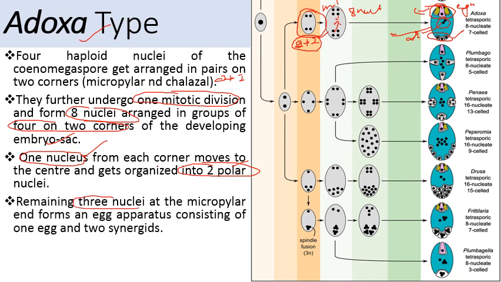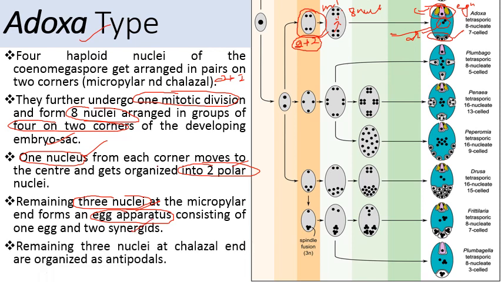Remaining 3 nuclei at micropylar end form an egg apparatus. जो micropylar end वाले 3 nuclei हैं, they will form an egg apparatus consisting of an egg and 2 synergids, and remaining 3 nuclei at chalazal end are organized into antipodals, और वो बना देंगे antipodal. And this type of embryo sac is 8 nucleated and 7 celled structure. So these were the types of embryo sac development which is found in case of Tetrasporic embryo sac development.